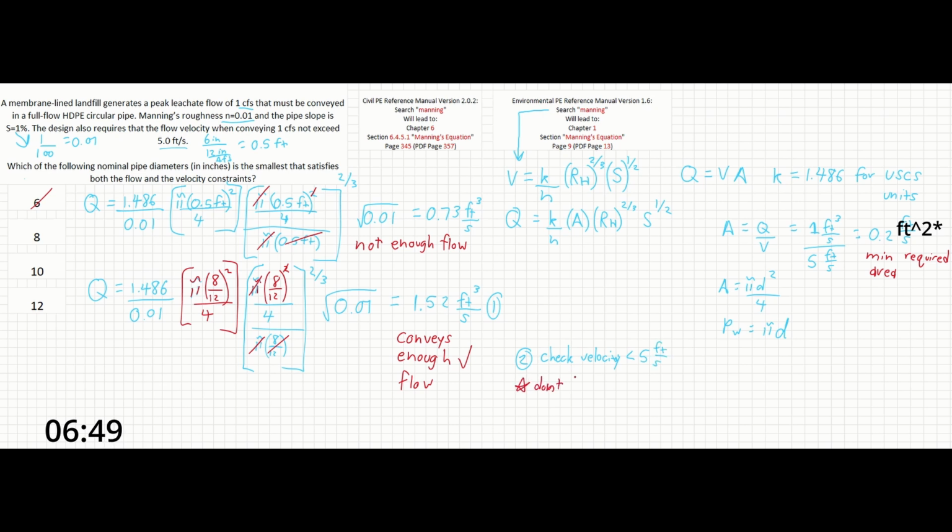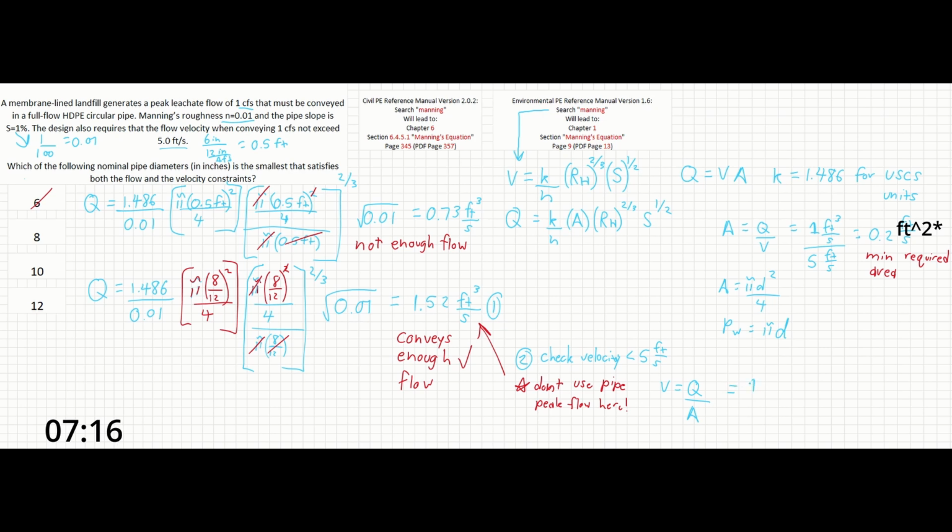Now when checking to see if the velocity is going to be less than 5 feet per second, it's important to remember that we aren't going to use the pipe's peak flow as derived from Manning's, but instead just the value for the peak leachate flow that is actually going to be coming from the landfill. So that would be an easy mistake you could make here. But we're not going to make that mistake.